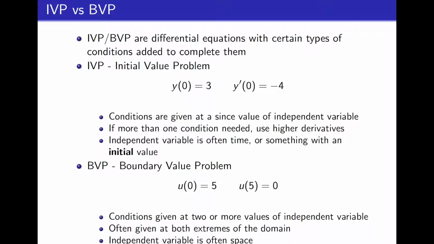For a boundary value problem, the conditions are given at more than one value of the independent variable, often at the extremes of the domain of the problem. Boundary value problems usually correspond to an independent variable that is related to space, not time. And so here we see an example where the function is defined at x equals 0 and at x equals 5.